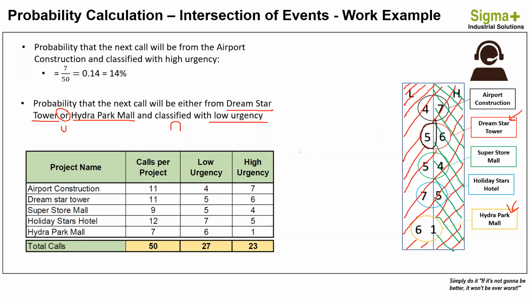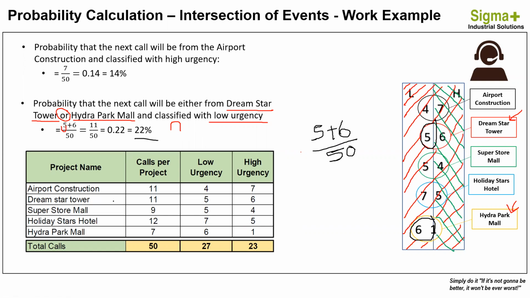So I have here number 5 and I have here number 6. That means that my probability will be 5 plus 6 calls divided by the total calls, which is 50. So 11 divided by 50 equals 0.22, which is 22% probability. So there is a probability of 22% that the next call will be either from the Dream Star Tower project or the Hydra Park Mall with a low urgency, right?